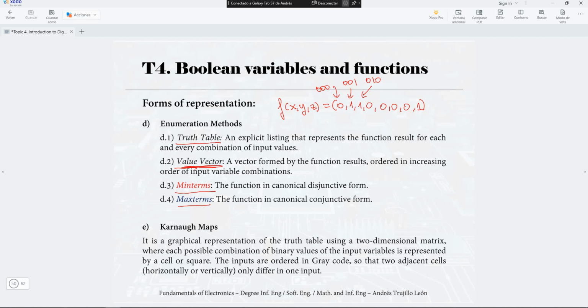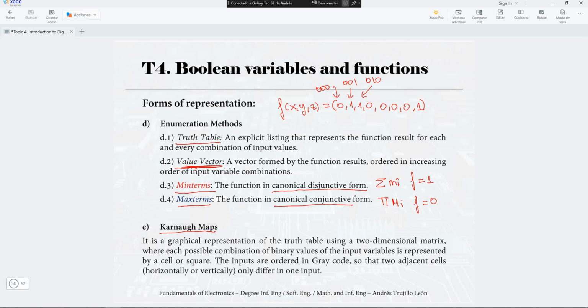expressions using the canonical disjunctive form, a sum of min terms where the function is 1, and the canonical conjunctive form, in which we use a product of max terms for which the function is 0, just looking at the truth table. And the last kind of representation that we are going to see is the Karnaugh map.